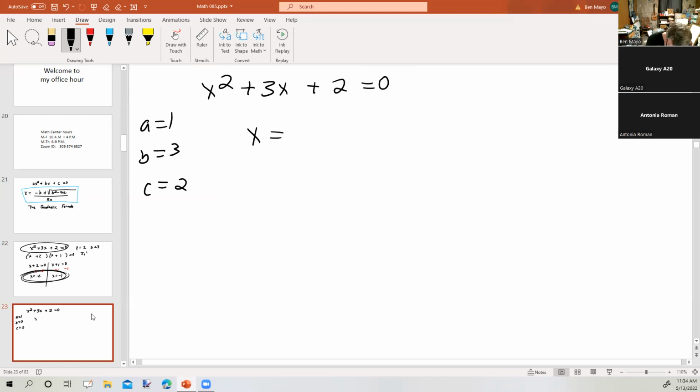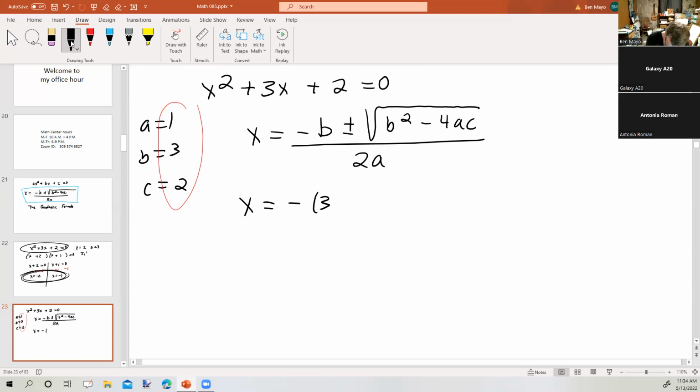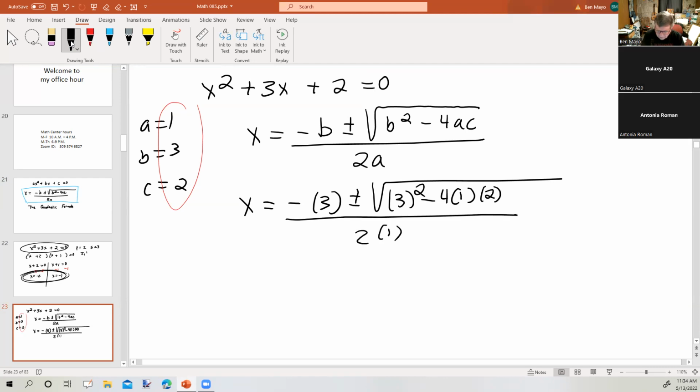The formula, x equals negative b plus or minus the square root of b squared minus 4 times a times c, all over 2a. So what we're going to do now is plug these numbers into the formula, all right? So x equals negative b plus or minus the square root of b squared minus 4ac, all over 2a.